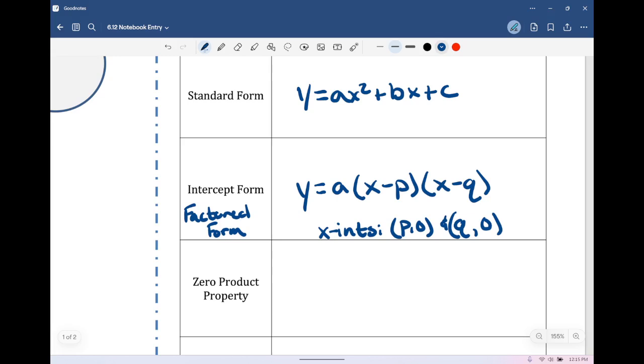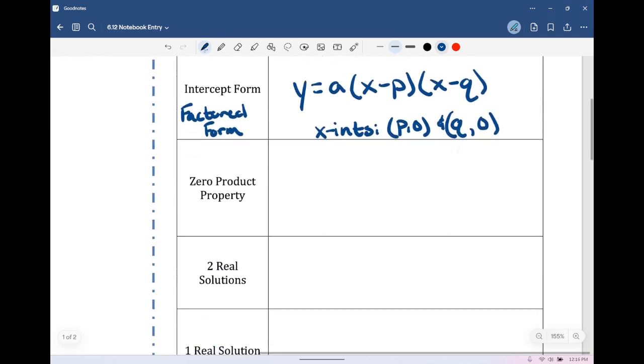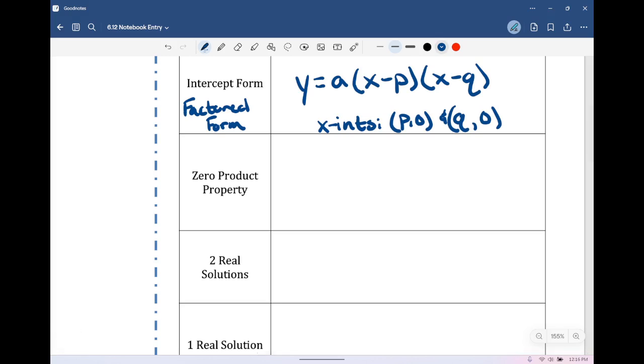Intercept form is the same thing as factored form. Again, the reason that we've been going through and practicing factoring, we haven't really realized it yet, but it's actually how you find x-intercepts for parabolas. And so now we have the zero product property. This is what we saw on the do now.